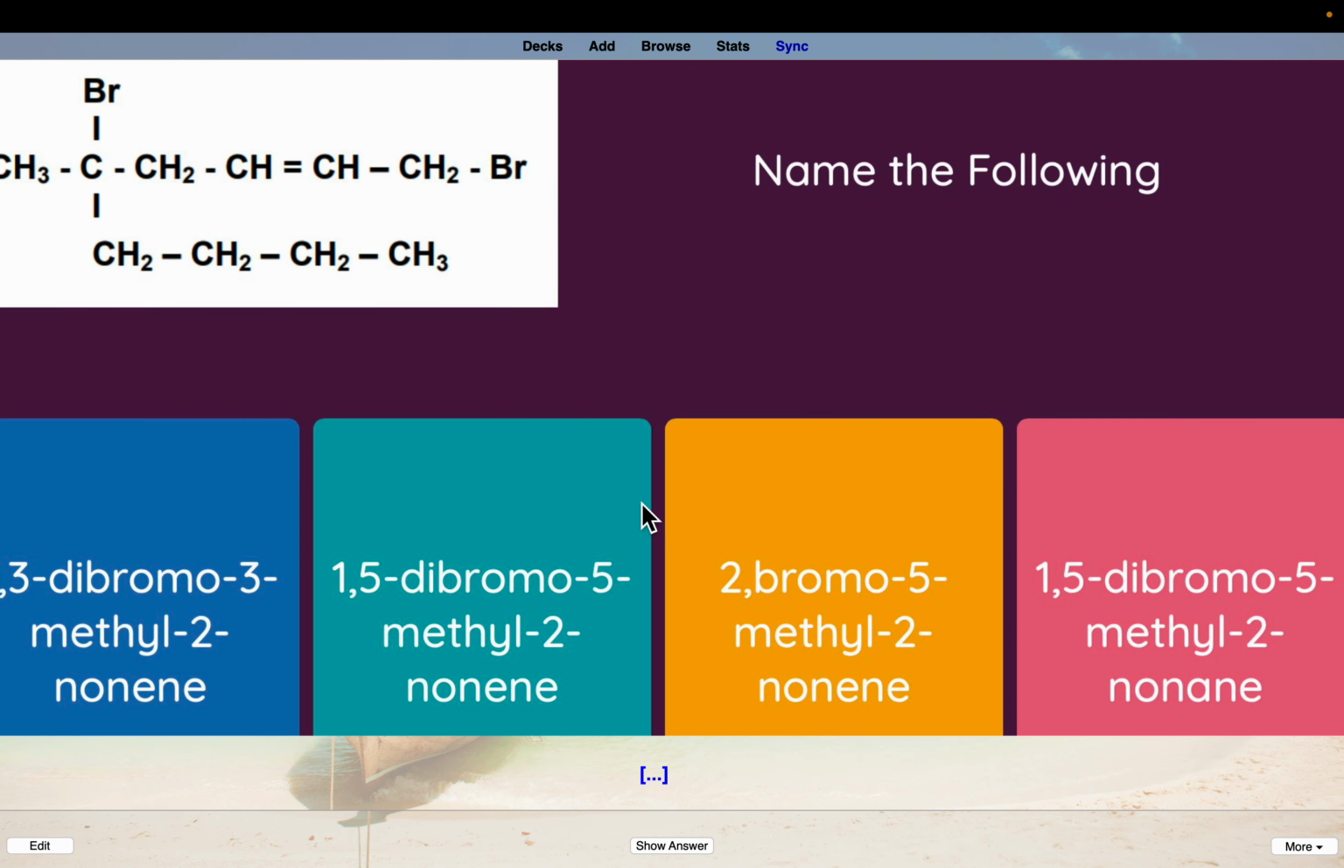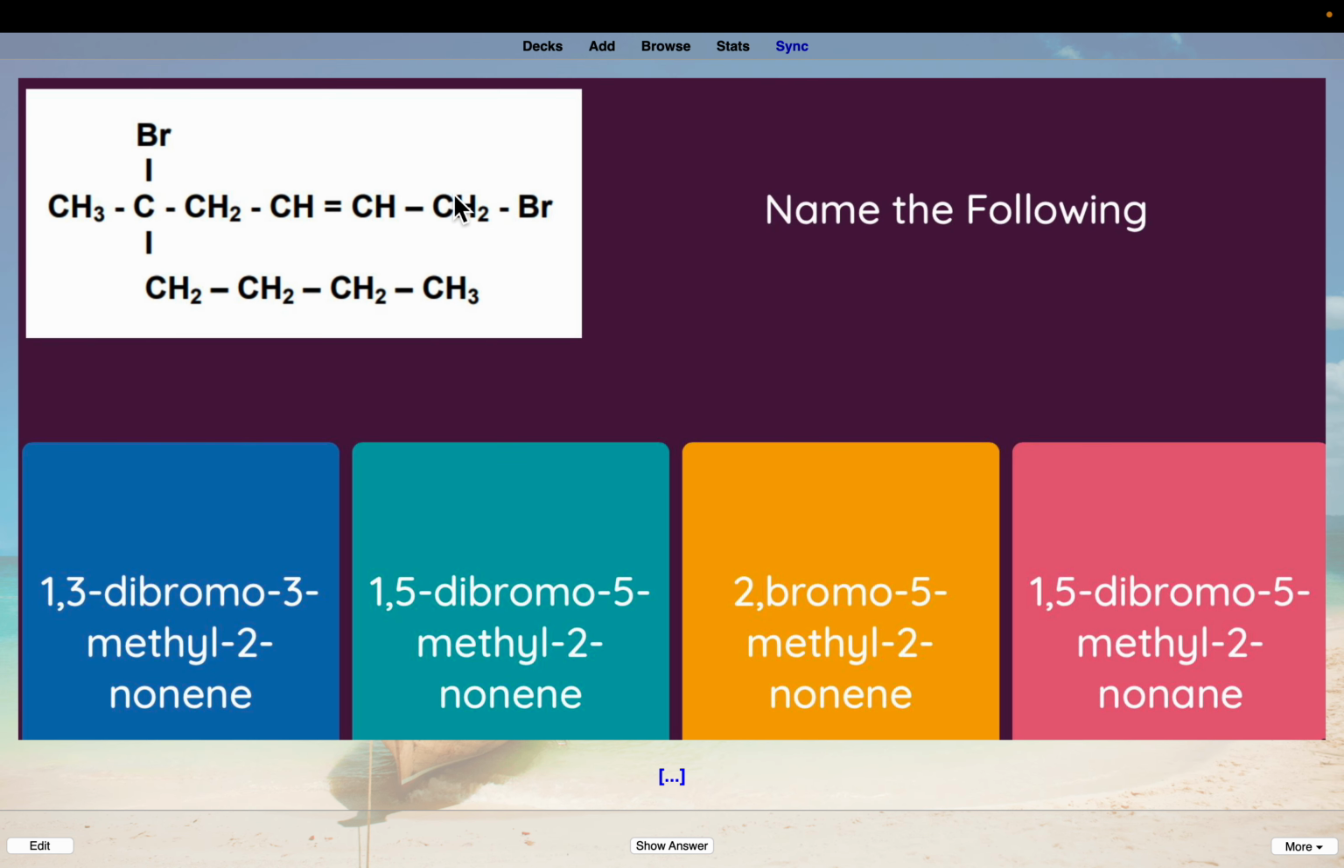Okay. Name the following. Where do we start counting? Let's see. 1, 2, 3, 4, 5, 6, 7, 8, 9. In the second carbon, we have a double bond, so 2 nonene. Everyone has it except red. Red is already automatically wrong.